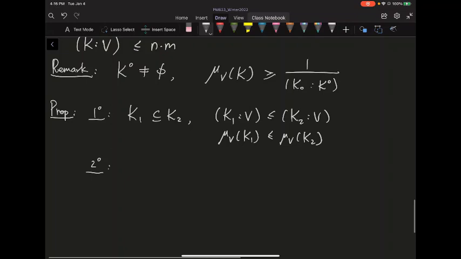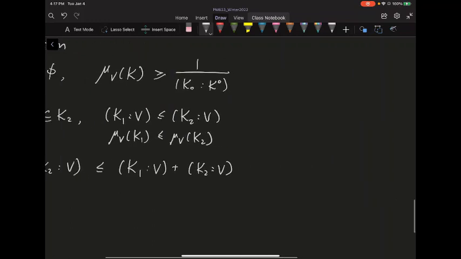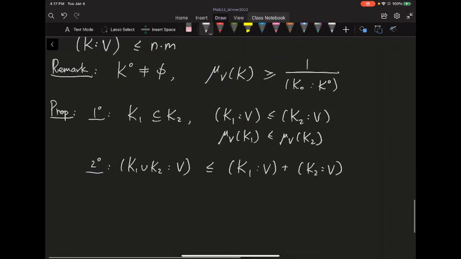And second, I want to show that they are actually sub-additive. Let's start with the index first. Suppose we have k1 union k2 and want to look at the index over v. It's going to be sub-additive, so it's less than or equal to k1 over v plus k2 over v. And you can basically divide this whole thing by the index of k0. So equivalently, mu v is also sub-additive.